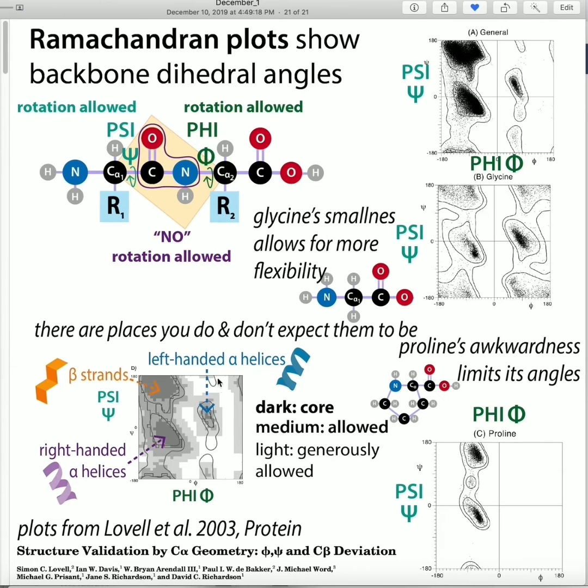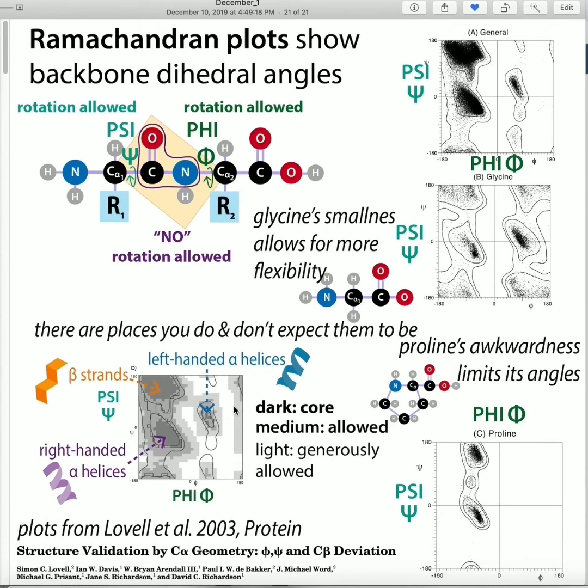If you were to plot where those angles are, psi on the y-axis and phi on the x-axis, you get this heat-map type thing of where the angles usually lie. There are slightly different angles for beta strands, right-handed helices and left-handed helices, but there are these dark places where the angles are usually found. If they're outside of that region, then we call them a Ramachandran outlier.